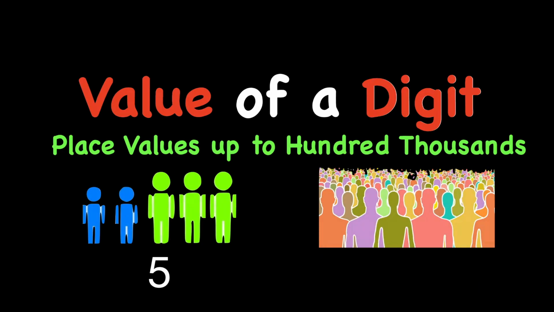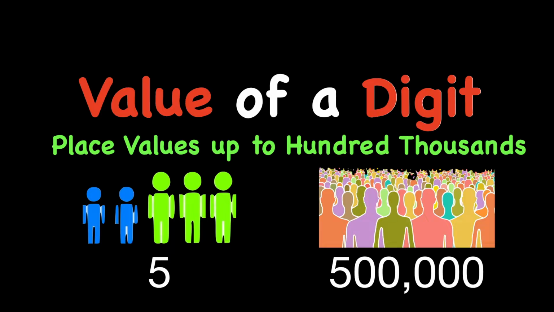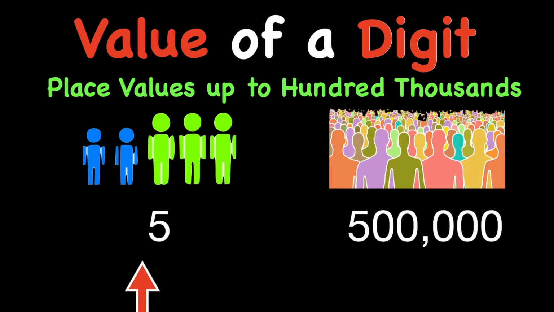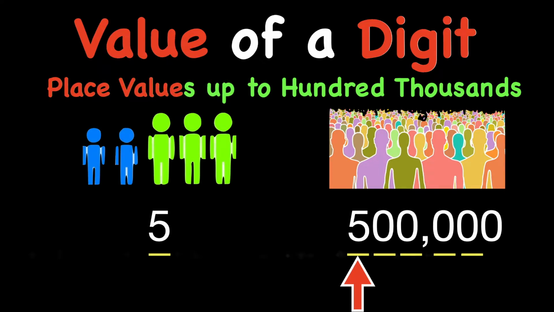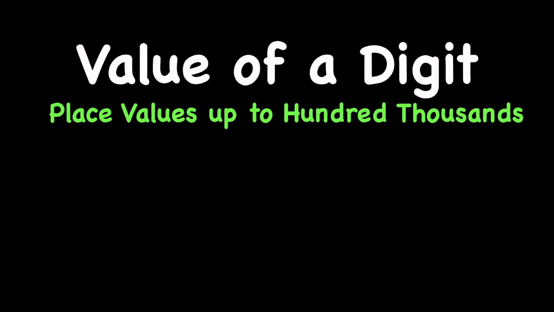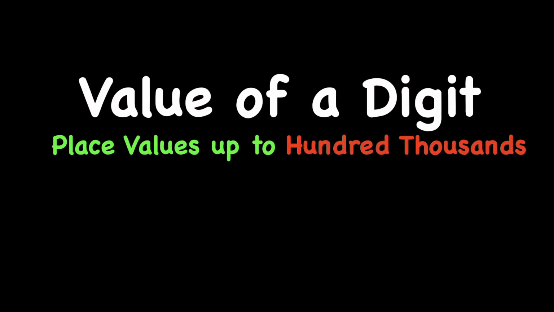If you had a city full of people, you could say it is 500,000 people. Notice that each number has the digit 5 in it. But the value is very different based upon the place value and the number of digits in the number. So that's the kind of problems that we're dealing with today. We're going up to place values up to 100,000.